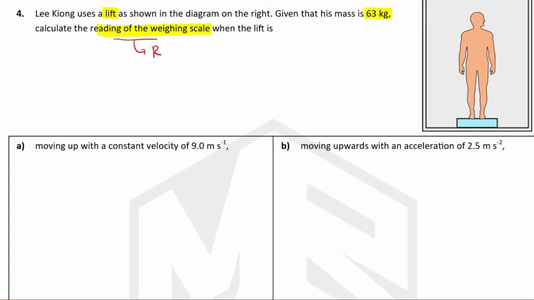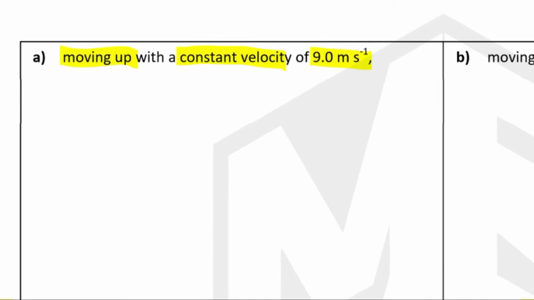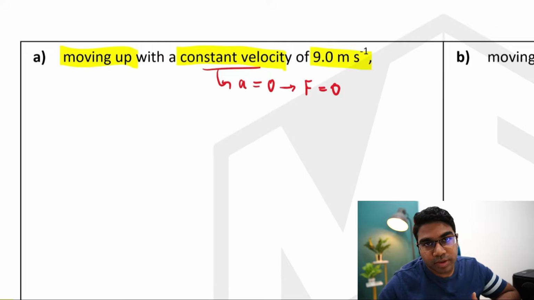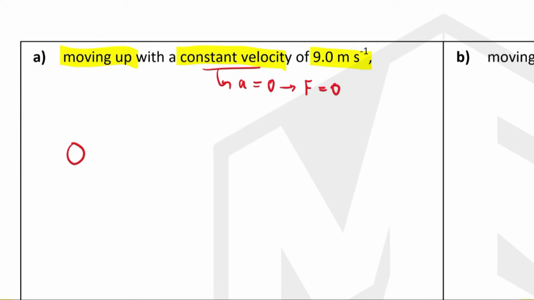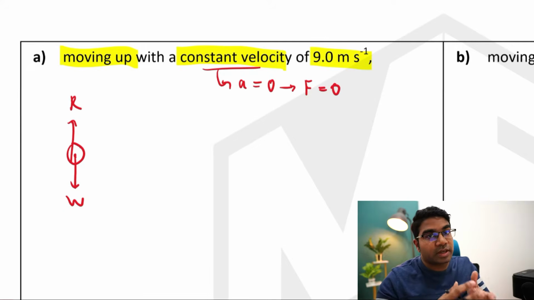Let's say the lift is moving up with a constant velocity of 9.0 meters per second. Immediately when we see constant velocity, it must click that acceleration is equal to 0, and since acceleration is 0, resultant force is 0 as well. So forces are in equilibrium. Again, let's try a free body diagram. Just draw a circle, and then you have the weight acting downwards and the normal reaction acting upwards. These are the forces acting on Lee Kyung.